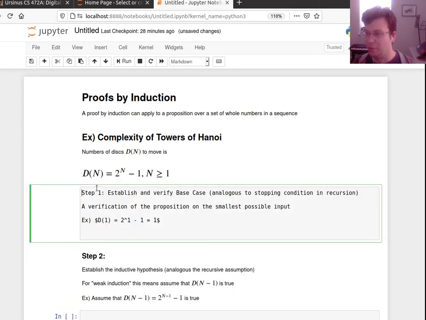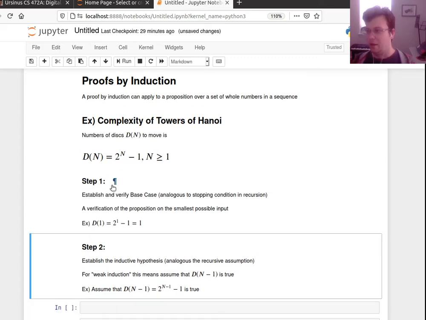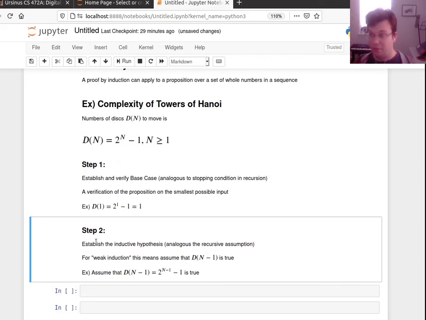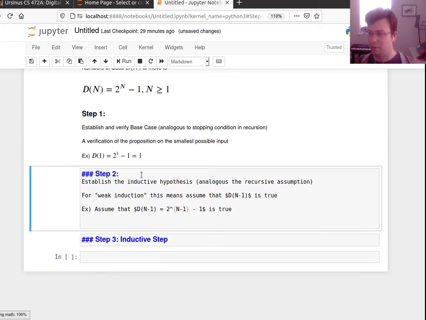All right. Let me make these a little bigger so they stand out. Step 1, establish and verify the base case. Step 2, establish the inductive hypothesis. So I'm going to assume that this is true. And then step 3 is the inductive step. That's what it's called. This will complete the proof. So let me actually give these headings too. Inductive hypothesis.